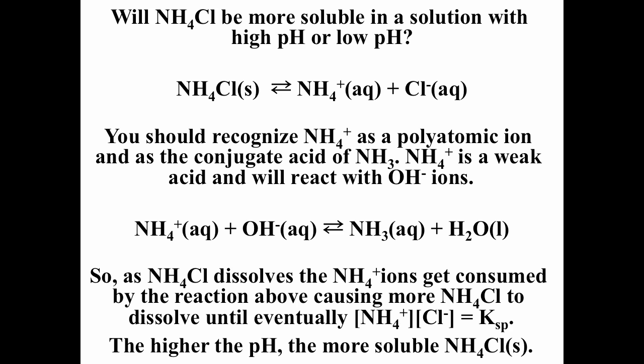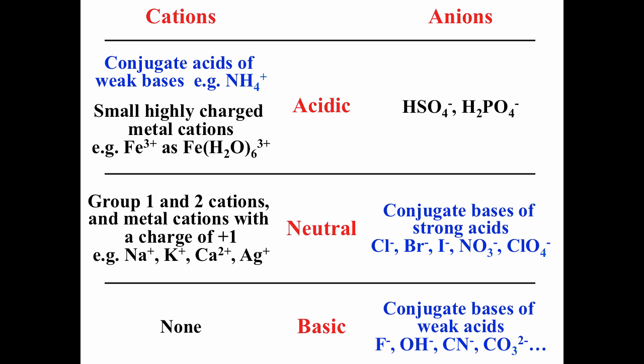And so ammonium chloride should be more soluble the higher the pH. And again, you can think about this in terms of Le Chatelier's principle. As you consume ammonium ions, it pushes the top equilibrium to the right. And again, ammonium ion, top left in this, is a conjugate acid of a weak base, and so it is acidic.